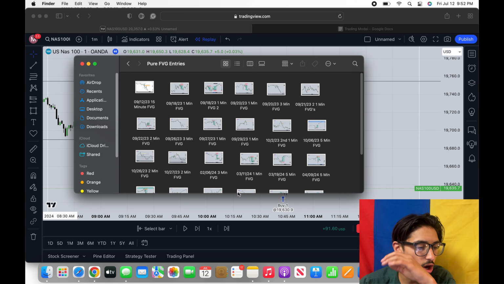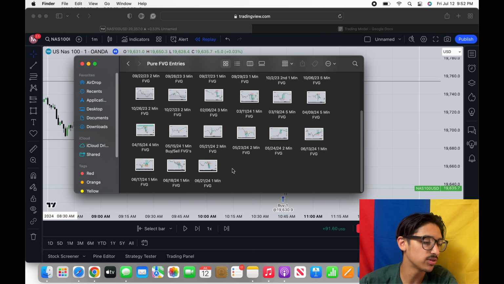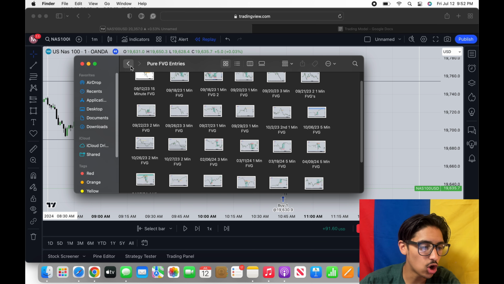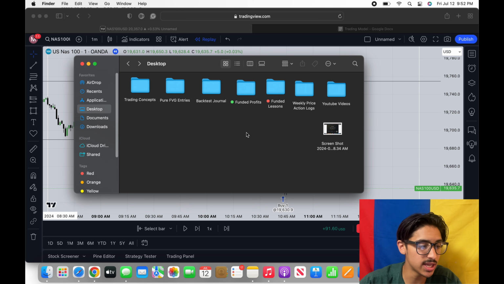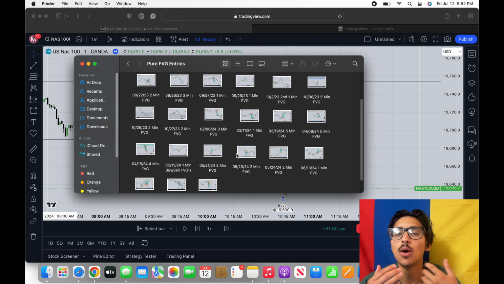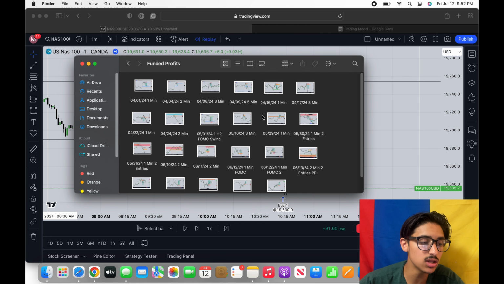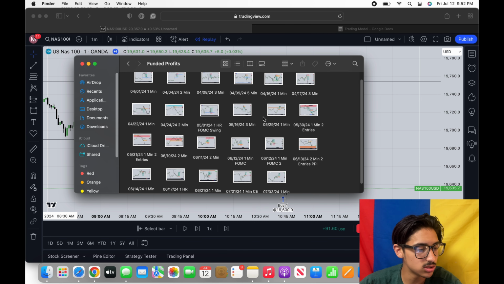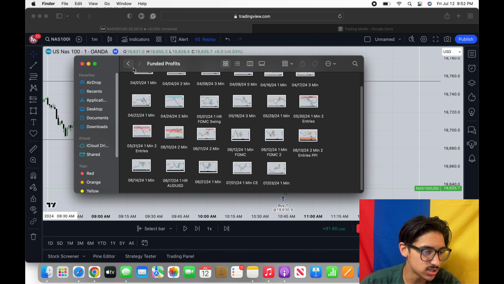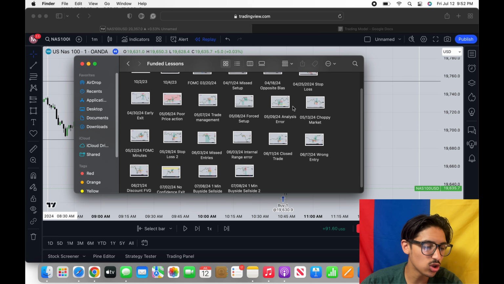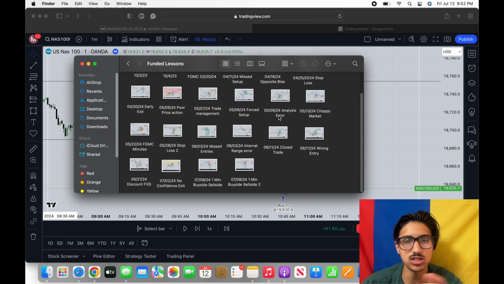I'm not gonna show you all this. You get it already. I've been rambling for too long. It's basically all like that. Those aren't trades I've taken. This is literally backtesting. Like I said, most of this is backtesting. If you want to see the trades I've taken, we can go on my funded profits. I'm not gonna show that, because it's getting a little longer than I wanted, and we can get into my lessons too.